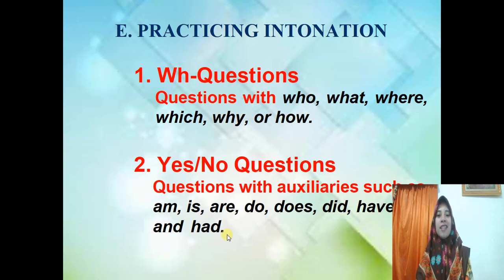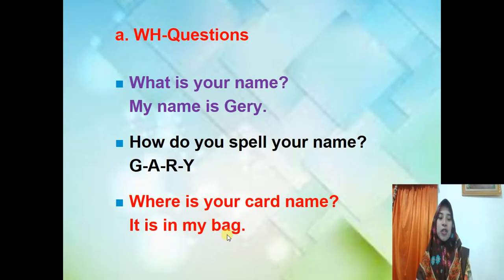Okay, we will try practicing intonation in the next slide. WH questions are spoken with falling intonation. For example, what is your name? My name is Jerry. The statement is spoken with falling intonation. WH questions such as what, where, when, how are also spoken with falling intonation.